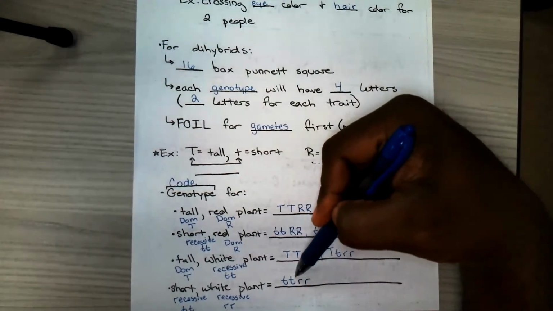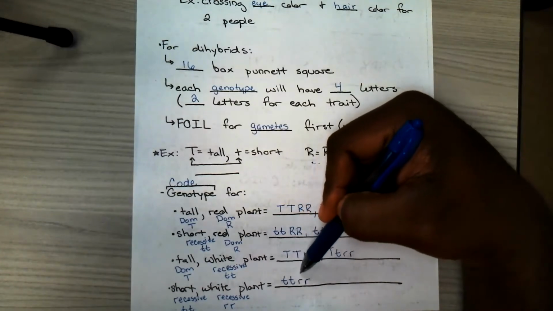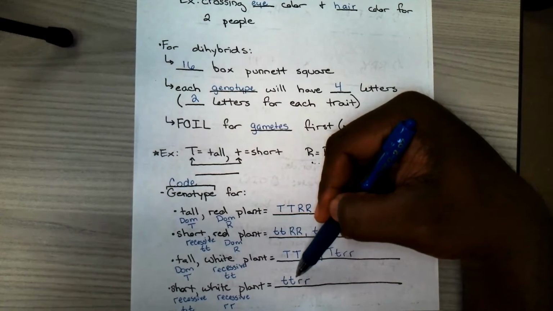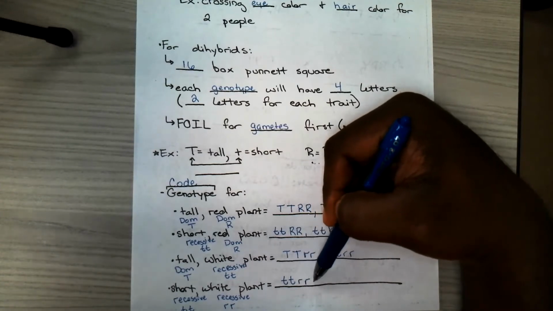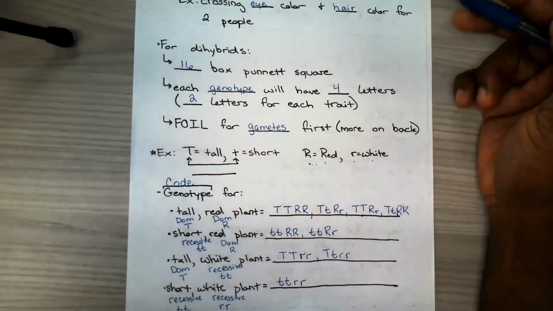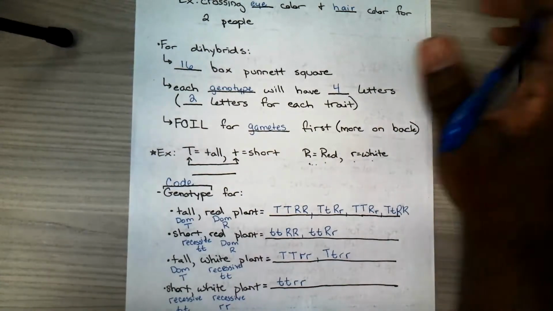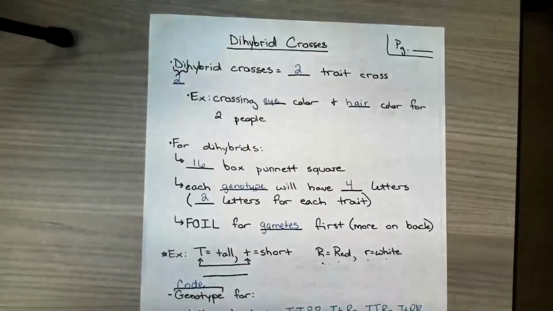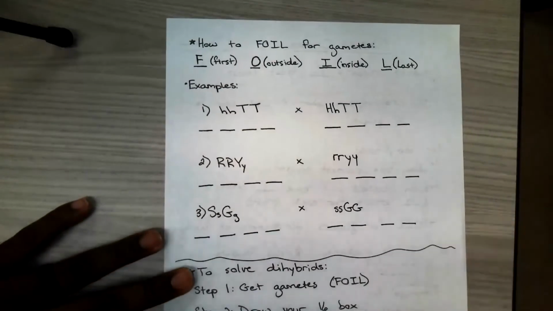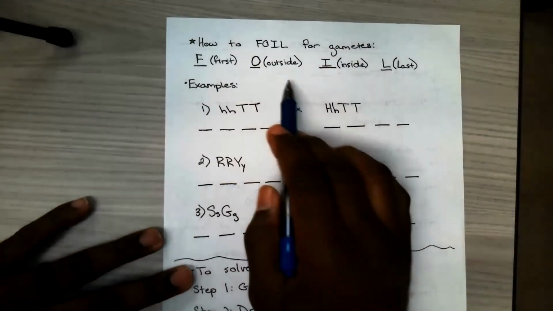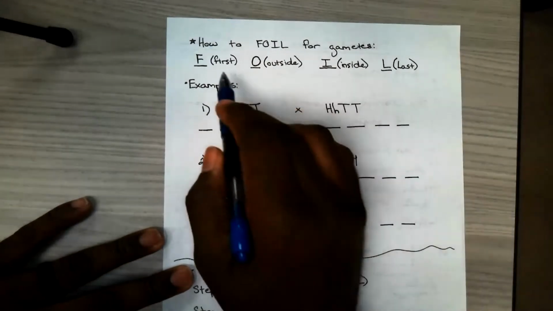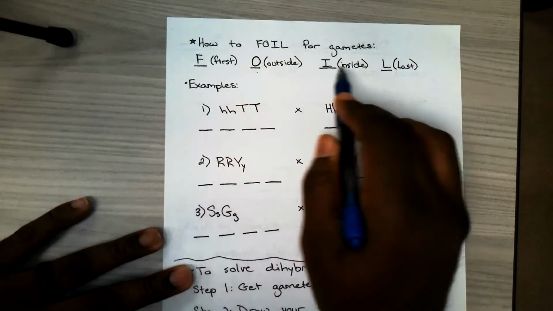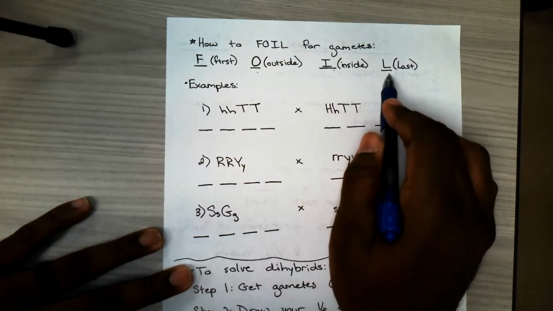So this first genotype tells us what the height would be, and our second set of letters tells us the color. Now, we're going to flip it over to the back to figure out what we call FOIL. So, FOIL stands for, and this is how you FOIL for your gametes. It is first, outside, inside, and last.